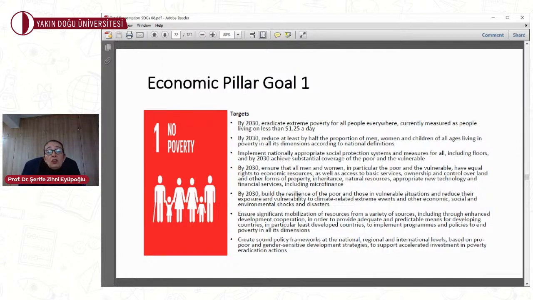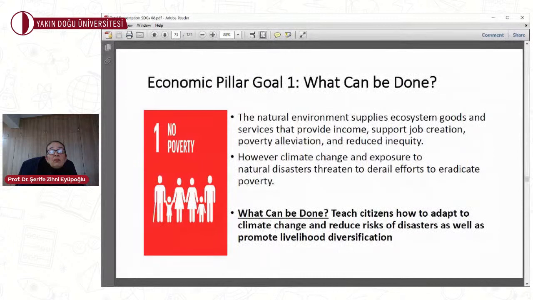By 2030, reduce at least by half the proportion of men, women and children of all ages living in poverty in all its dimensions according to national definitions. Okay, so what can be done?